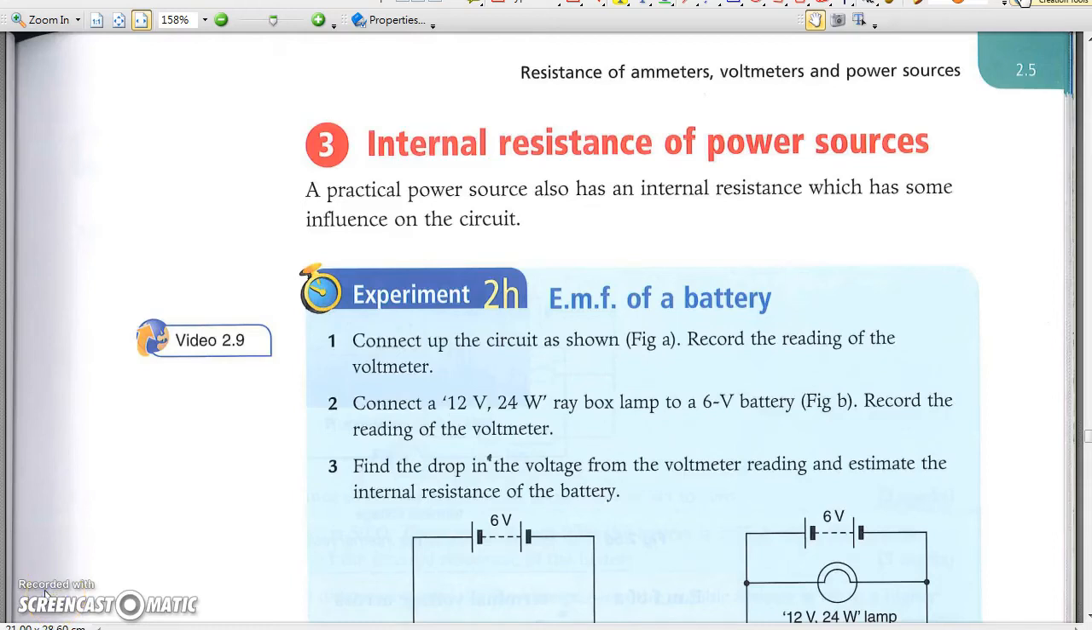3. Internal resistance of power sources. The internal resistance of power sources results in potential drop inside the source, and hence the output voltage is reduced as soon as there is current flow.